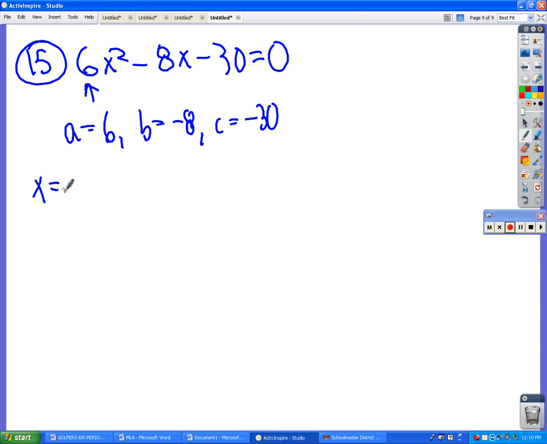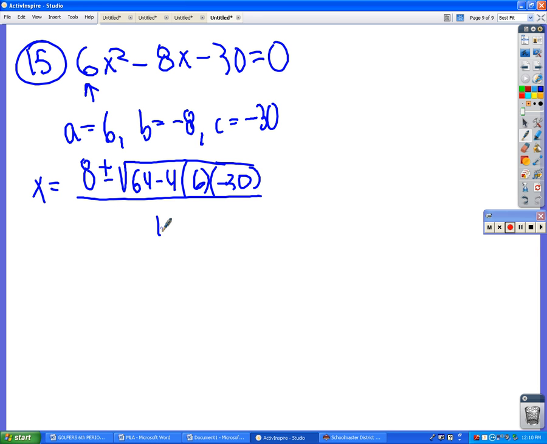Okay? So opposite of b is what? It was negative 8, so it switches to be positive 8, plus or minus the square root of 64 minus 4 times 6 times negative 30. That's all over 2 times a, which is 12. And then like Jolena said when we were doing the other problem, since this is negative and this is negative, those are going to cancel out and make it positive.